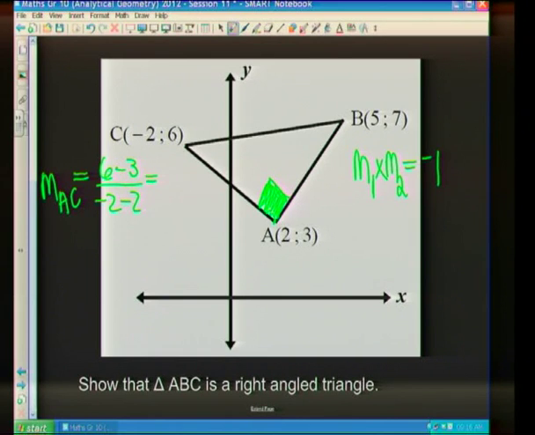So 6 minus 3 gives me 3 over negative 4. Now that is consistent with what I've got in front of me in the sketch. The line does have a negative gradient. It is moving downhill from left to right, so that's fine.